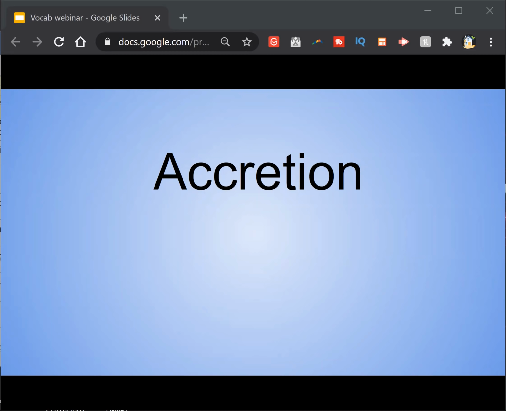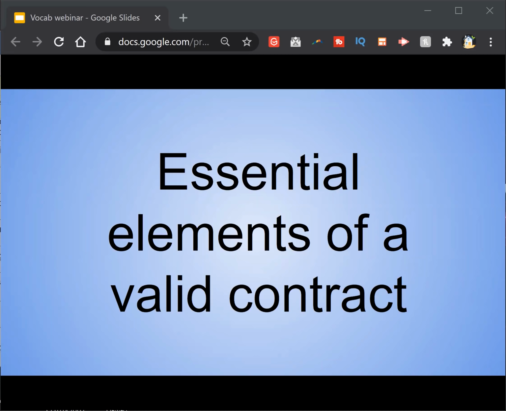Erosion is a gradual depletion or taking away of land. And then accretion is the creation of it. So let's look at the next one. This one's a great one. What are the essential elements of a valid contract? So who has the essential elements of a contract? Who knows what that is?